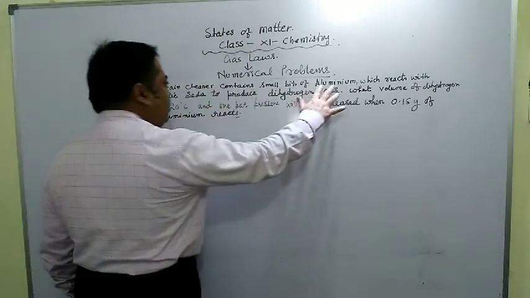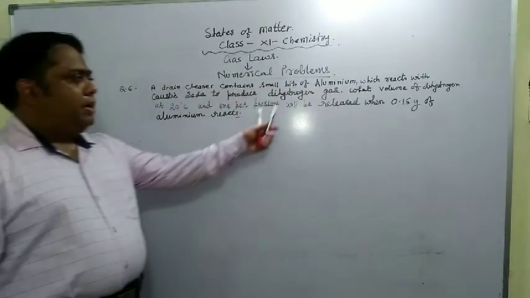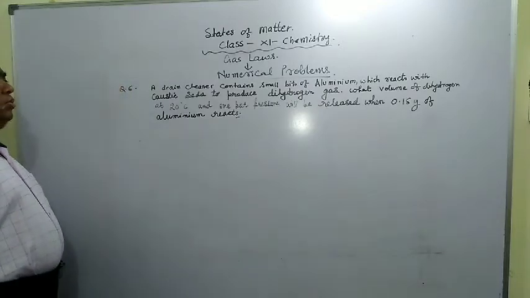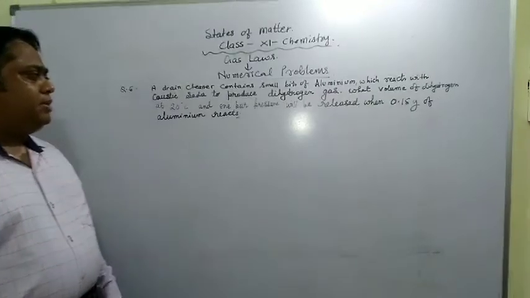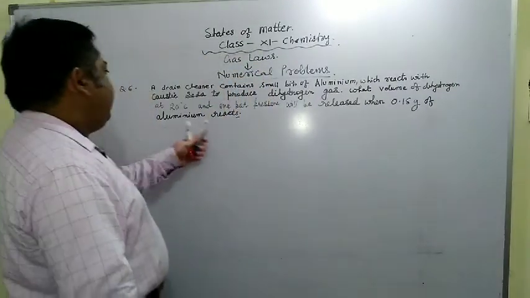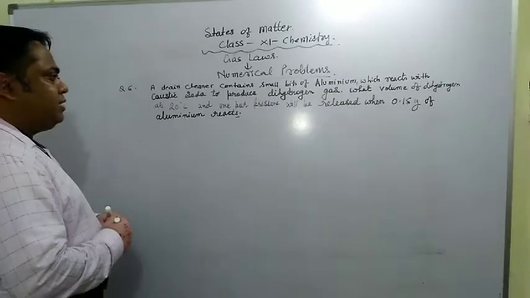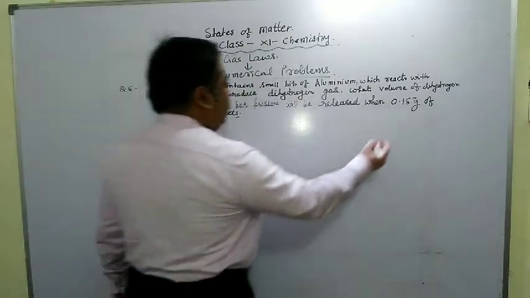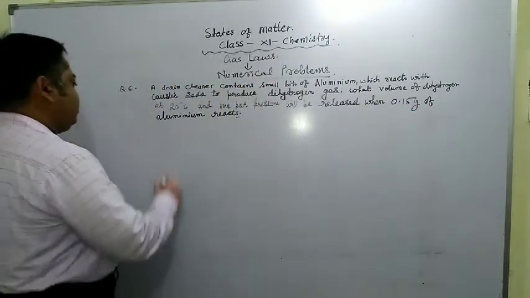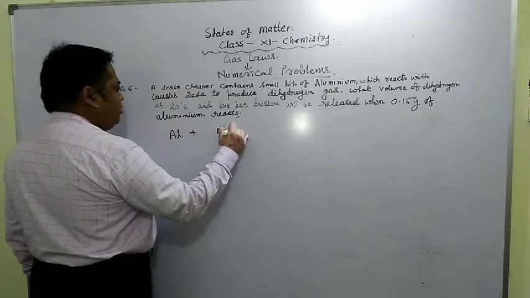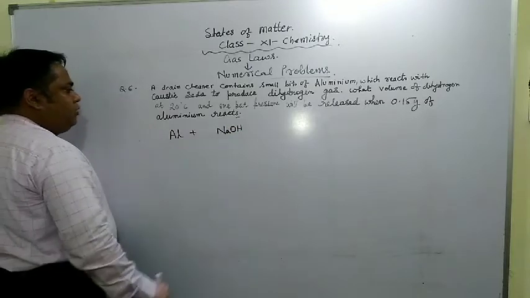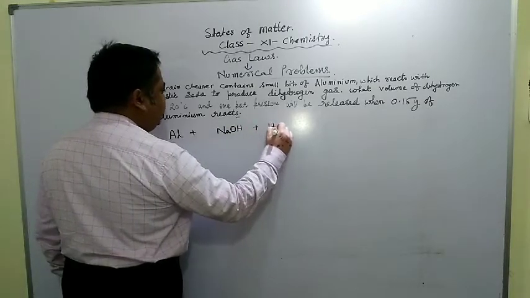So the reaction involved is that aluminum reacts with caustic soda to produce dihydrogen gas. Now, what volume of dihydrogen at 20 degrees C and 1 bar pressure will be released when 0.15 gram of aluminum reacts? So this question has a little bit of stoichiometric application also. Let us see first of all what reaction takes place. Aluminum reacts with caustic soda, which will not be just the solid one, it will be dissolved in water, so water will also be there.